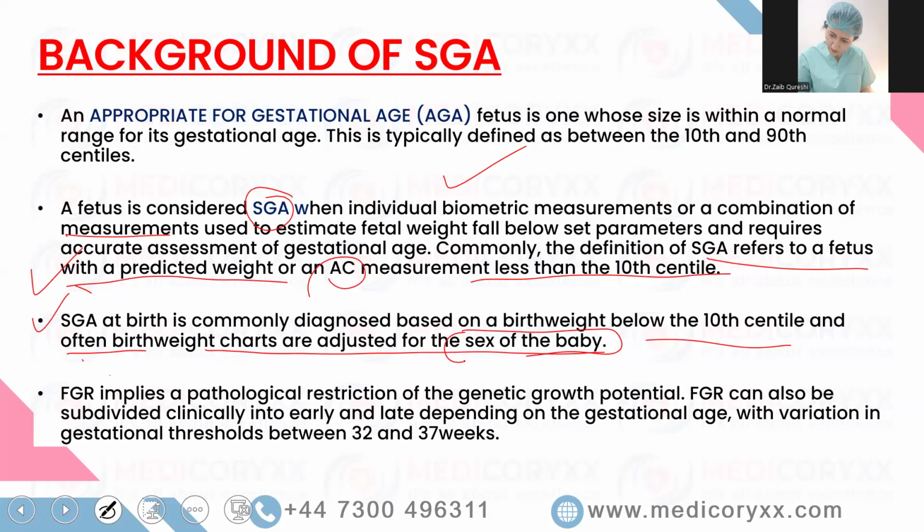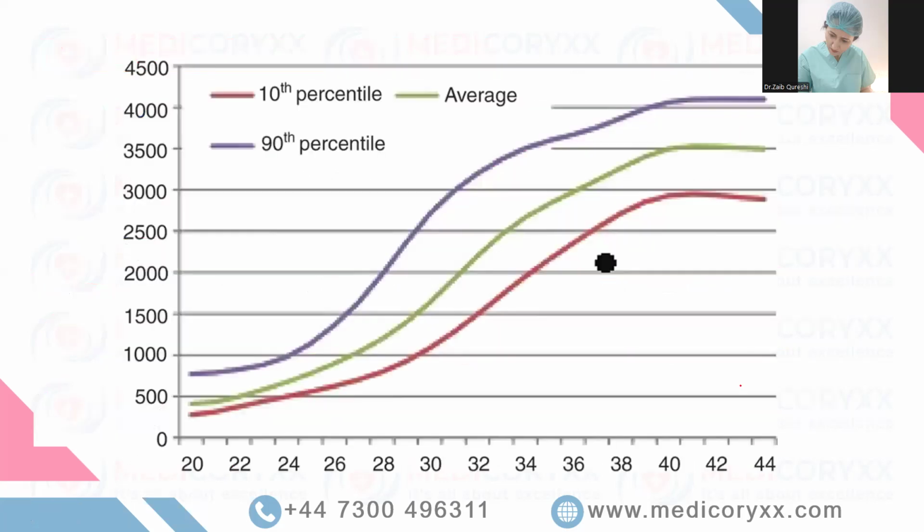Okay. So when do we say FGR? FGR is the pathological restriction of the genetic growth potential. FGR can also be subdivided into early and late, depending on the gestational age, with variation in the gestational threshold between 32 and 37 weeks. Okay. So this is a growth chart. Roughly, I have taken it from Google. Of course, every unit, every hospital must be having a different one. But we are going to be talking as a whole to make a general concept.